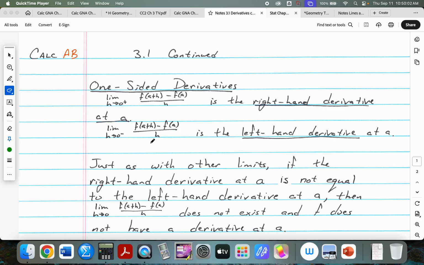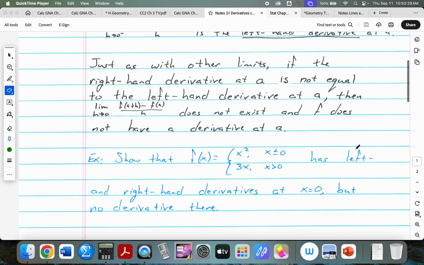The same is true for the limit as h goes to 0 from the left of our difference quotient. That's the left-hand derivative at a. And again, that may or may not exist. Now, the derivative will exist only if both the left and the right-hand limit exist and agree with one another. Okay? So that's what it says here.